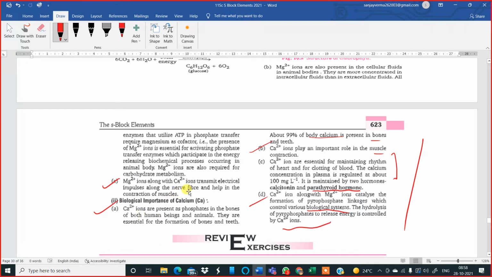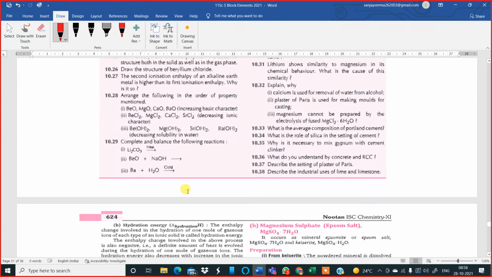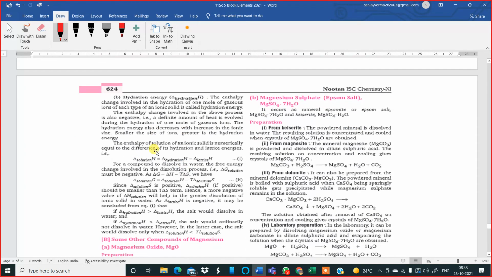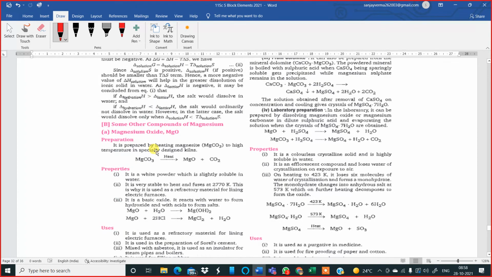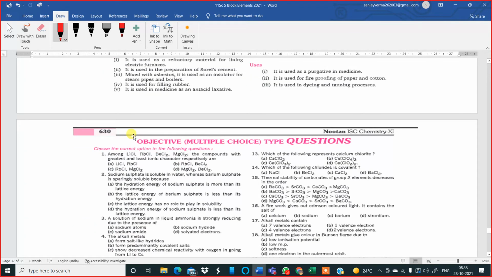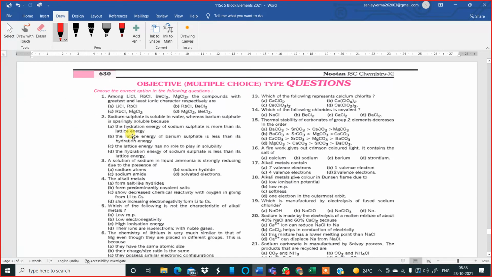Now over here, this magnesium sulfate Epsom salt is not mentioned in the syllabus, so we'll not go through this. There are some other compounds, this is also not there in the syllabus. Now on page 630 of the textbook, please go through these objective multiple type questions compulsorily.